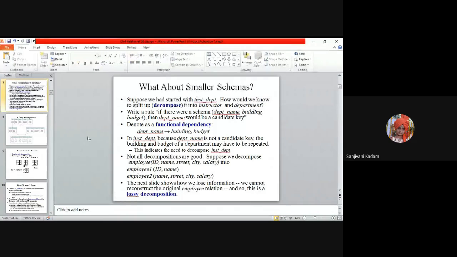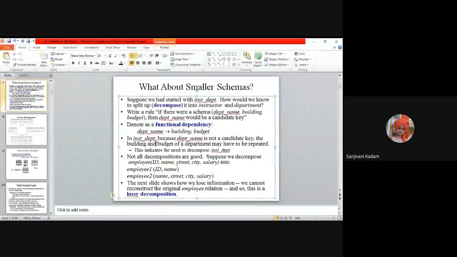This is how the functional dependency is shown: an arrow from the attribute on which the remaining attributes are dependent. The arrow goes from the main attribute to those attributes which were dependent on that attribute. So in the inst_department, the building and budget of the department may have to be repeated. This indicates the need to decompose the inst_department. Our previous schema was repeating the same tuples, and that's why we are decomposing this schema.